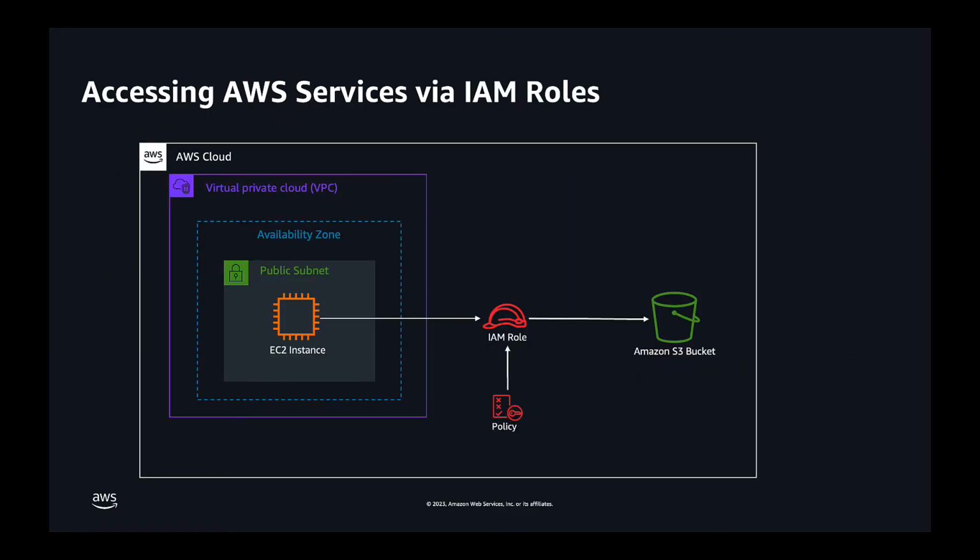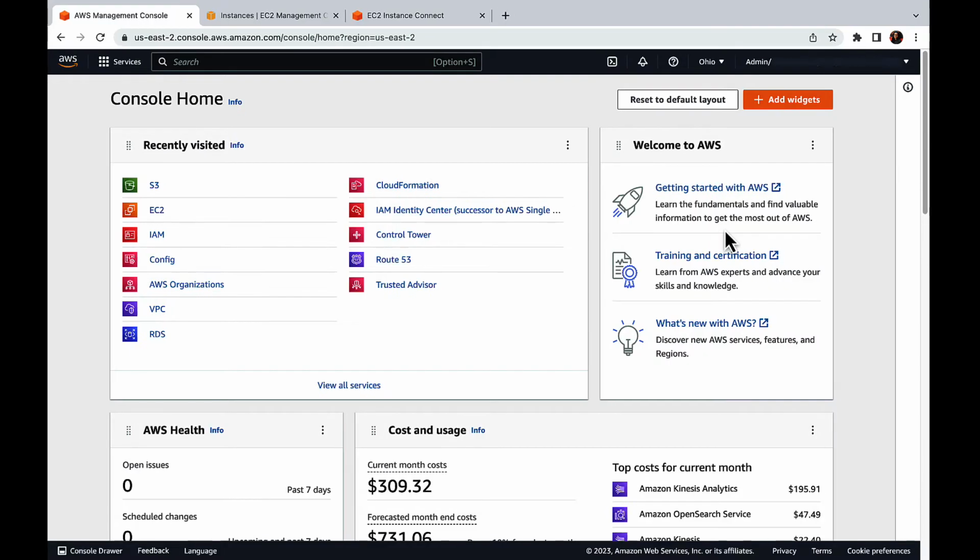In this demo, we will create an IAM role which will be assumed by an EC2 instance to access S3 bucket in a read-only mode. So let's head into the console and see it in action.